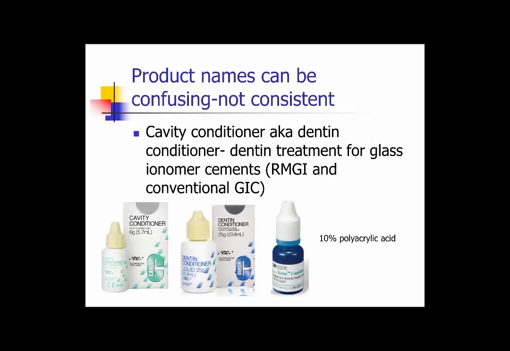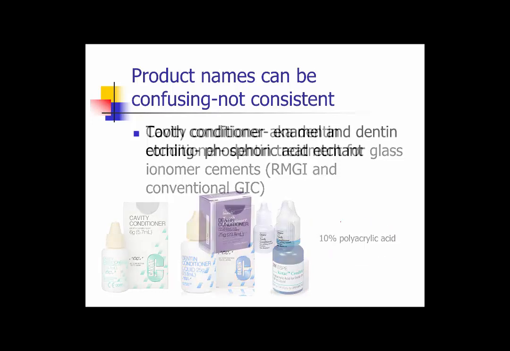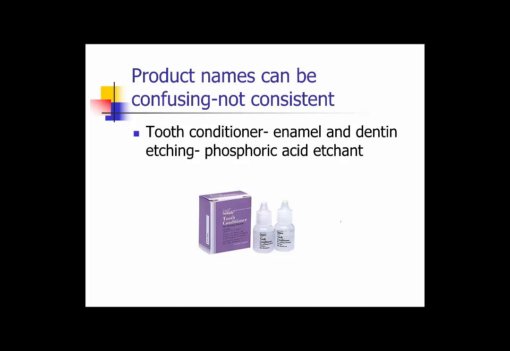A cavity conditioner, aka a dentin conditioner, is a dentin treatment for glass ionomer cements, usually 10 seconds. Rinse and dry. It's not an etchant, it's a cleaner, and it's a 10% polyacrylic acid. And then Dentsply Caulk has a tooth conditioner that in fact is a phosphoric acid etchant used for etching the enamel and dentin with anyone's adhesive. So those names can be very confusing, and they're not consistent, product to product, manufacturer to manufacturer, brand to brand.